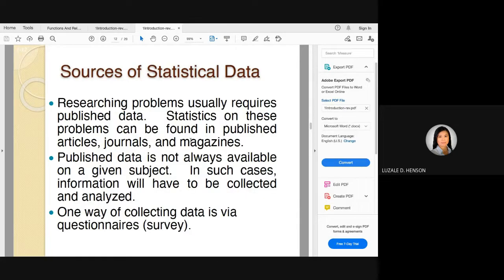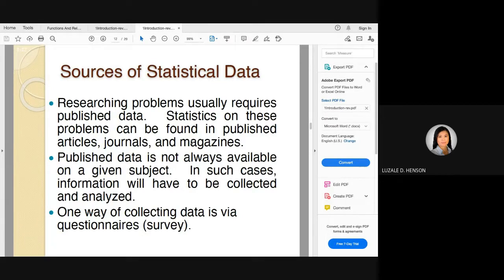Now, sources of statistical data, we have several sources. You can obtain data from government agencies such as the Philippine Statistics Authority, PSA. No? They call it PSA right now, NSO dati. And then they publish data, but it's not always reliable and not always available also. Sometimes you need to pay to be able to obtain the data.